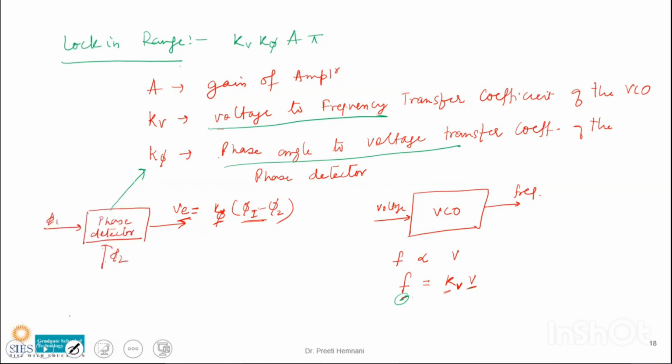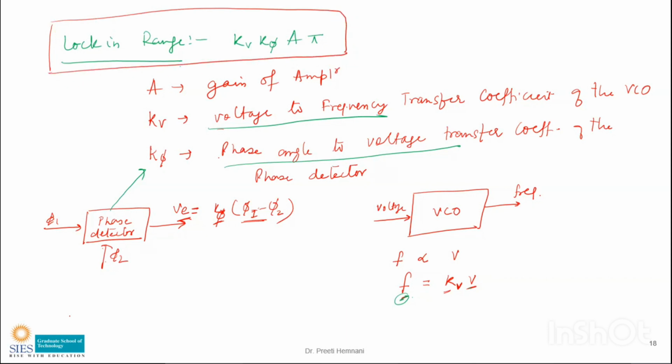You will not get the derivation in all the books. If you want, you can ask me and I can give it to you later. I can also take it in class, but that will take one more lecture for the derivation. And it is not in the syllabus, so they will not ask you in the exam. But you should know the formula at least. So KV, K phi, A into pi, that is the lock-in range.